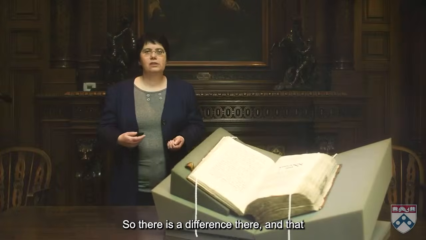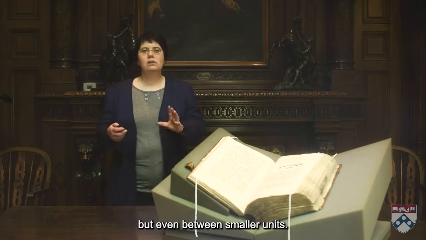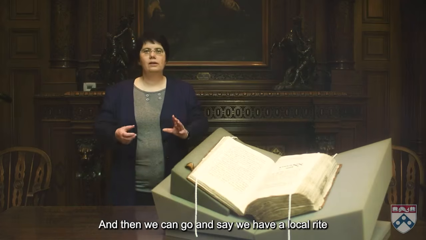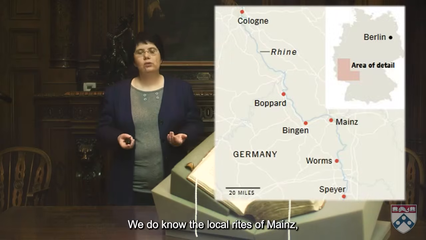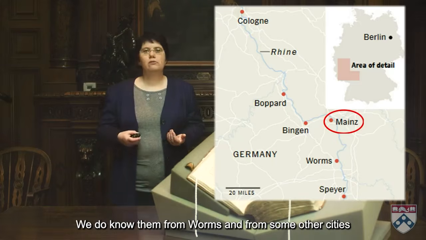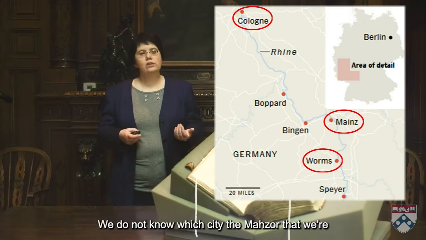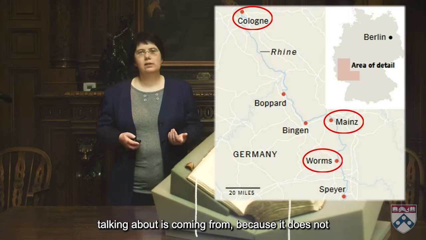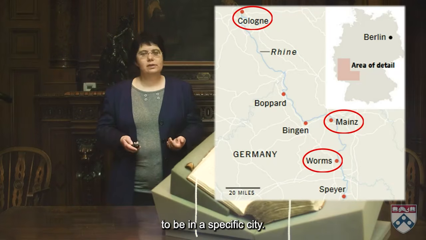So there is a difference there, and that is where variance is visible, not only between these large rites, but even between smaller units. And then we can say we have a local rite in a specific place. We do know the local rites of Mainz, which is very well documented in manuscripts. We do know them from Worms and from some other cities like Cologne. We do not know which city the Mahzor that we're talking about is coming from, because it does not have a rite that can really be determined to be in a specific city.